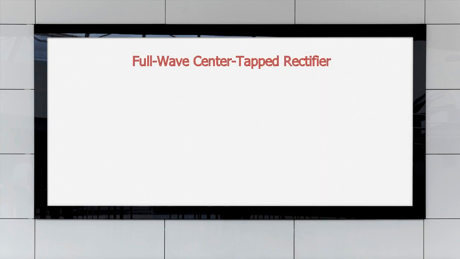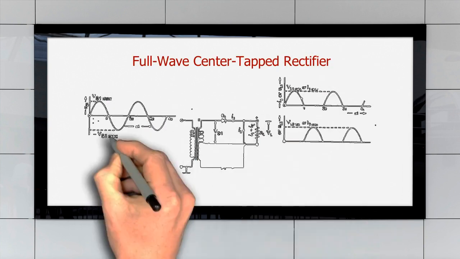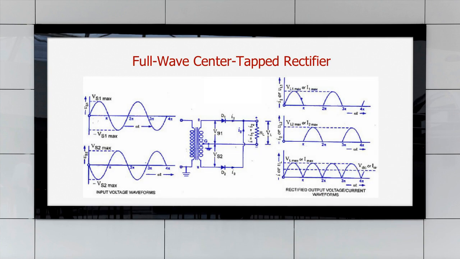Now coming to the full wave center tapped rectifier. So here this is the circuit. We can see here that we have tapped the transformer from its midpoint. That's why it's called a center tapped rectifier. Now let's understand that between two terminals the voltage is always positive to negative. So suppose I'm applying 10 volt, so this will be 5 volt, 0 volt because it's a ground, and this is minus 5 volt.